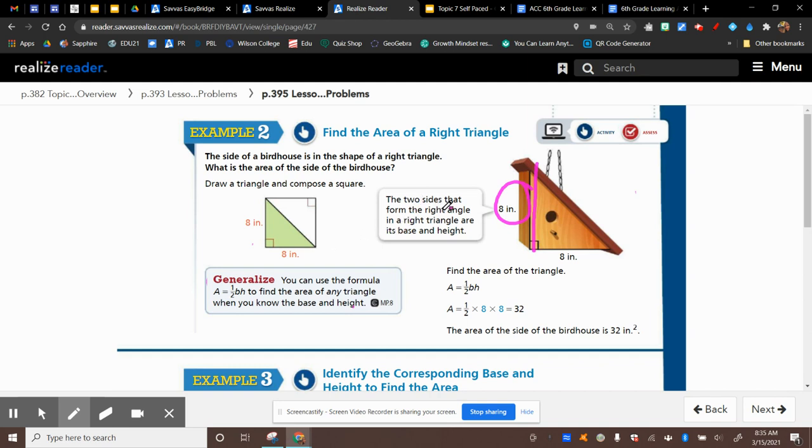The 2 sides that form the right angle are the base and the height. So we can use that formula, 1/2 base times height. So you can either do 1/2 times 8, which is 4, times 8 is 32. You could also do 8 times 8 is 64, divided in half is 32. So the area of the birdhouse is 32 inches squared. Okay, let's take a look at the example 3. We're just going to look down to the bottom of the page.